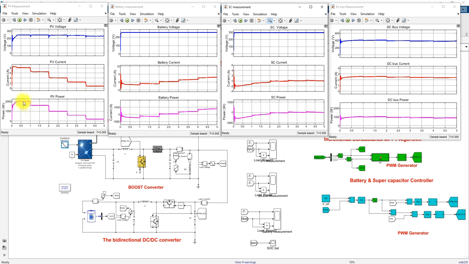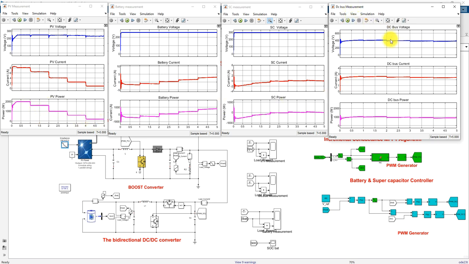Then you can see the PV power. For 1000 watts per meter square, the PV power is maintained at 2000 watts. For 800 watts per meter square, the PV power is maintained around 1600. For 500 it is at 1000. For 300 it is around 350 watts. And for 100 watts per meter square, the PV power is around 100. So the power varies here.